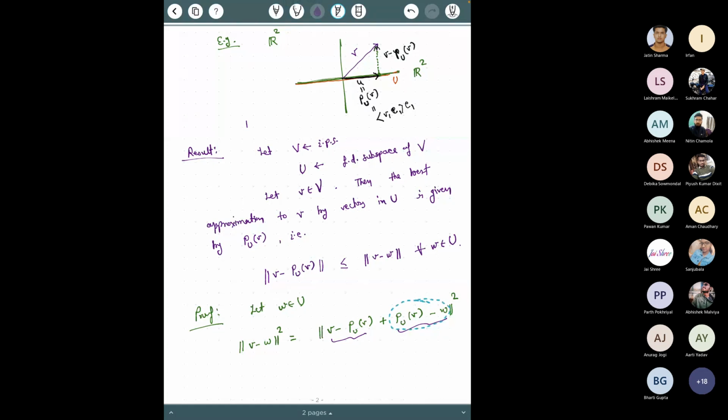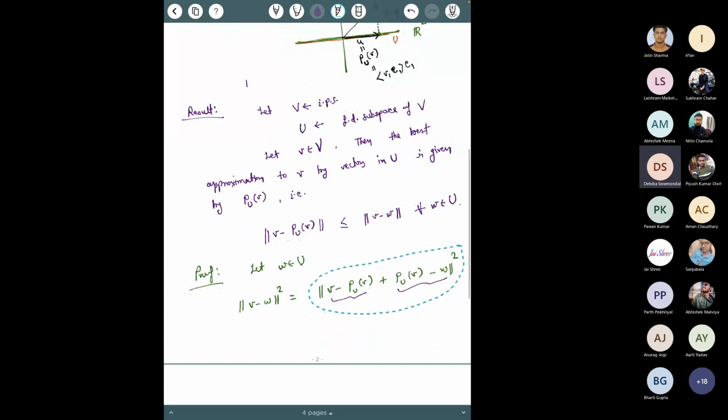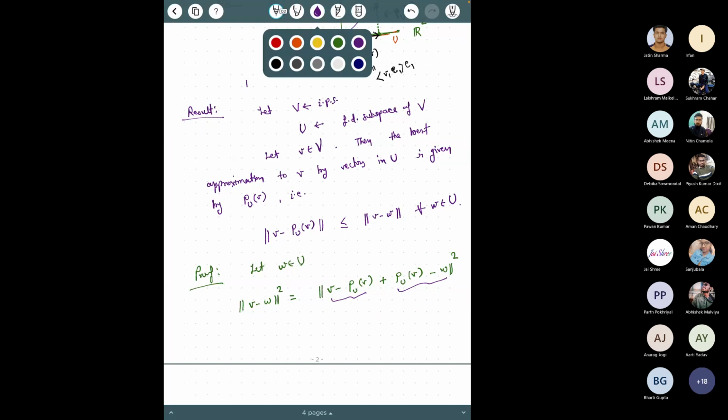So what can I write from this? If you just expand using the inner product property and the fact that this vector is orthogonal to this, then what would this be? The norm of v minus P_U v squared plus the norm of P_U v minus w squared. So this would be the length of v minus P_U of v squared.